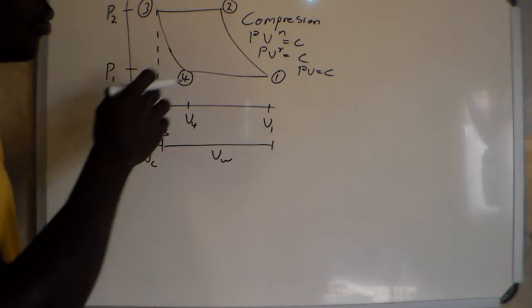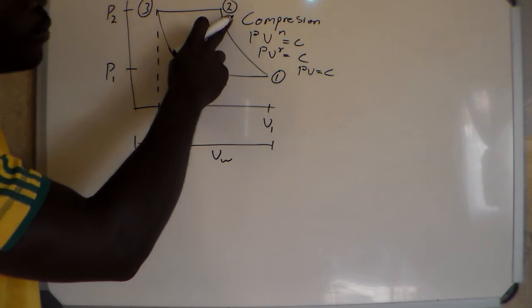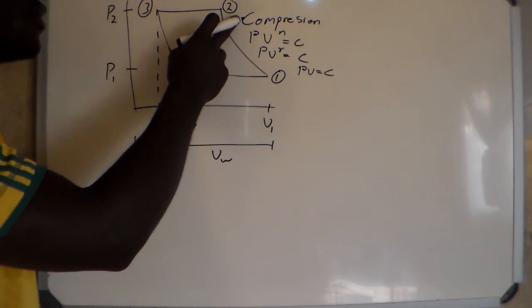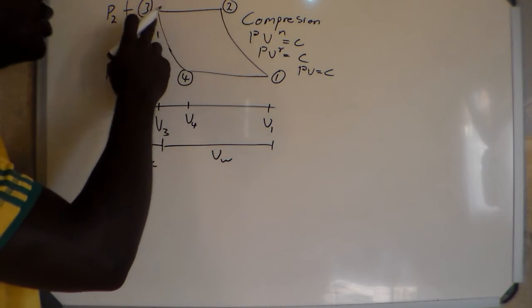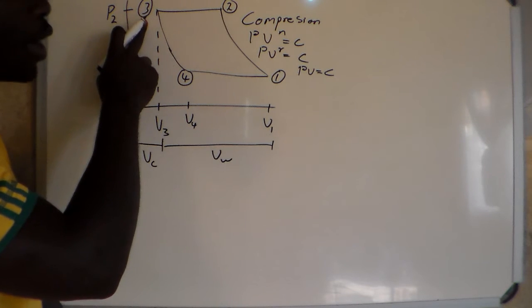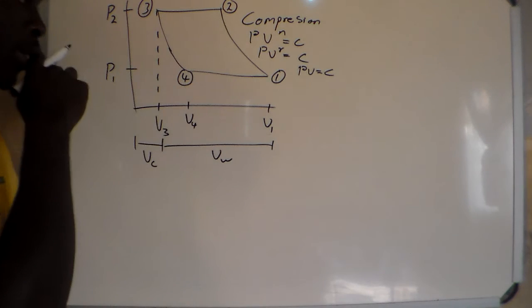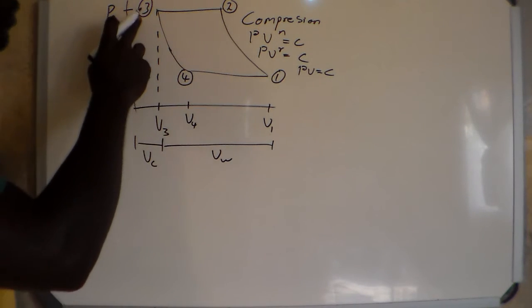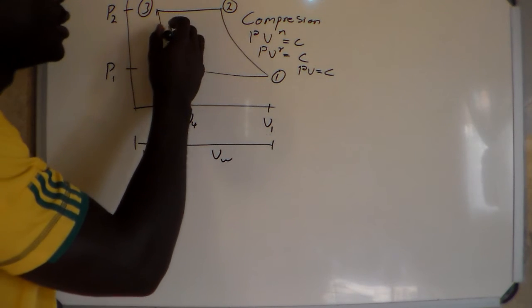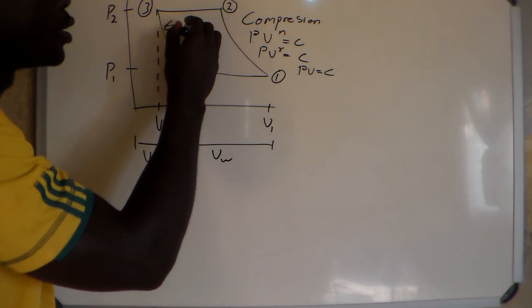Then from volume number two to volume number three, the pressure is constant. If you check from volume number two to volume number three, the pressure is constant. And then we expand from volume number three to volume number four. This line is expansion.